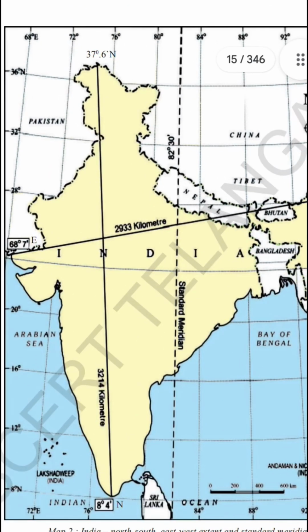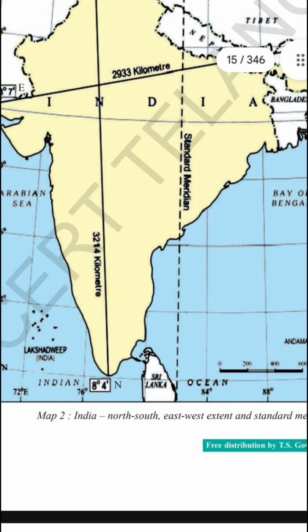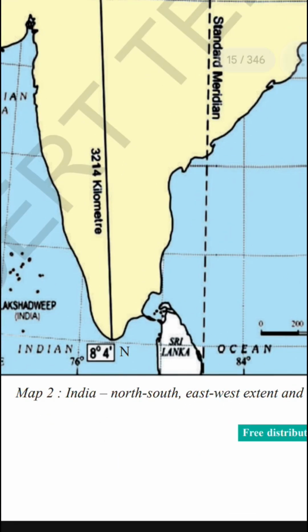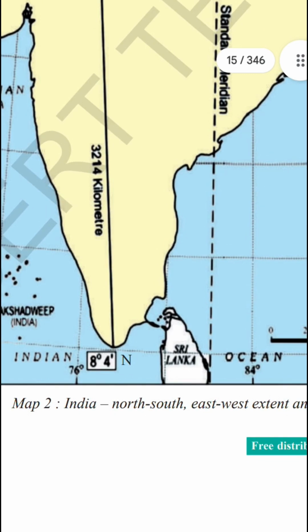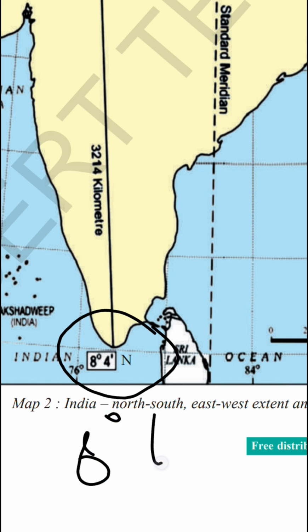First of all we need to focus on the south side. We know that the southern tip of India is very close to the equator. So the southern tip of India is at 8 degrees 4 minutes northern latitude. It's at 8 degrees 4 minutes northern latitude.